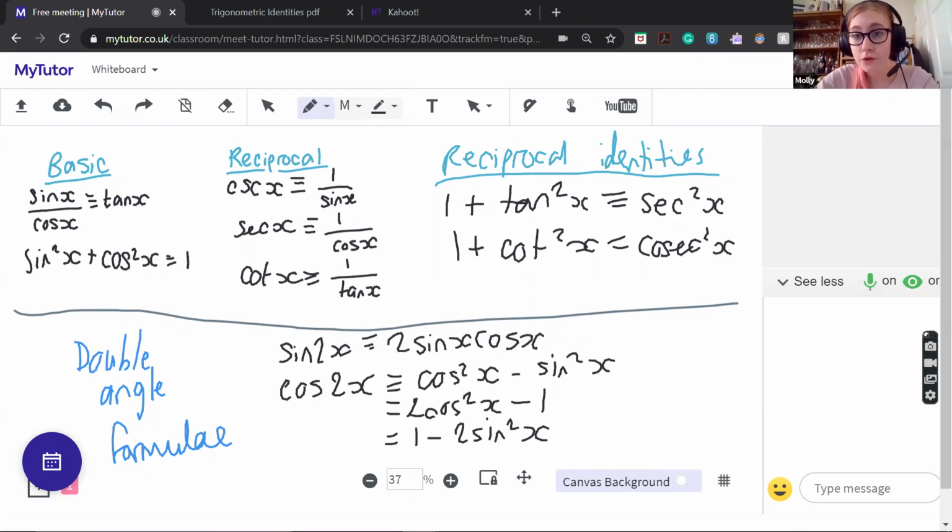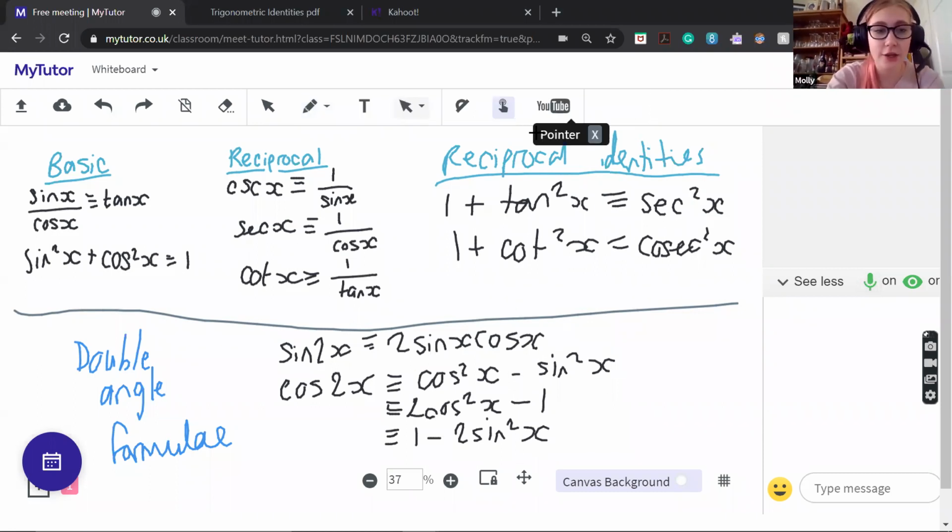Have a look if you want to, if you're watching this on YouTube afterwards. Pause it and see if you can derive those. So all you need is this, and you use this to substitute it in. If not, just memorize those, that's okay.